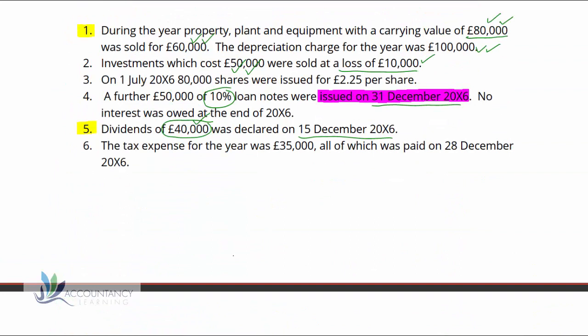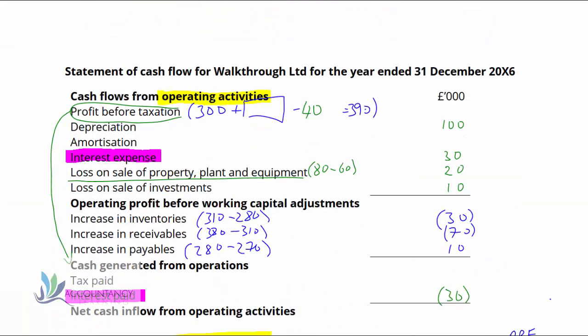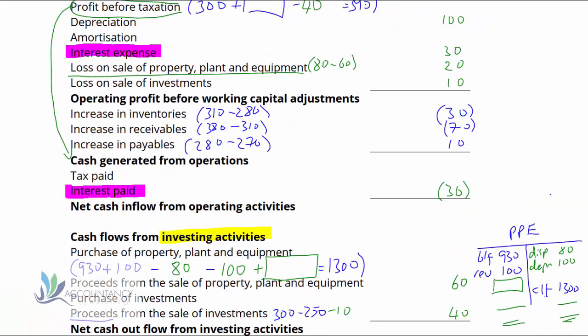Okay, so now we've put that 40 in a second place to answer and give it a second tick. And finally, the tax expense for the year was 35,000, all of which was paid on the 28th of December. So we've paid all of this tax, so that's the cash. We've paid 35 of tax. So we've used that number once, but we need to use it somewhere else, don't we? We need to use it in second place.